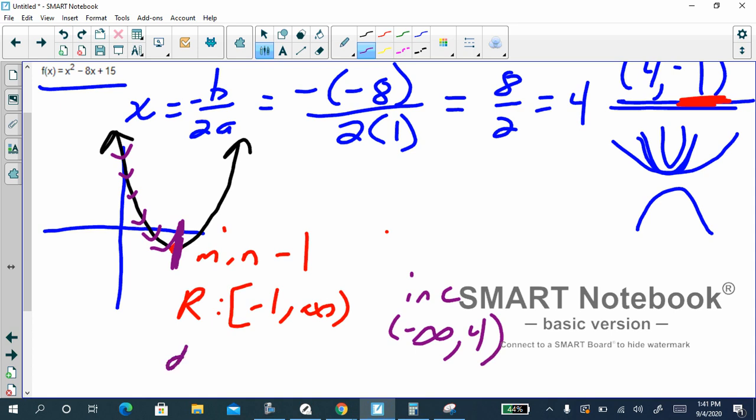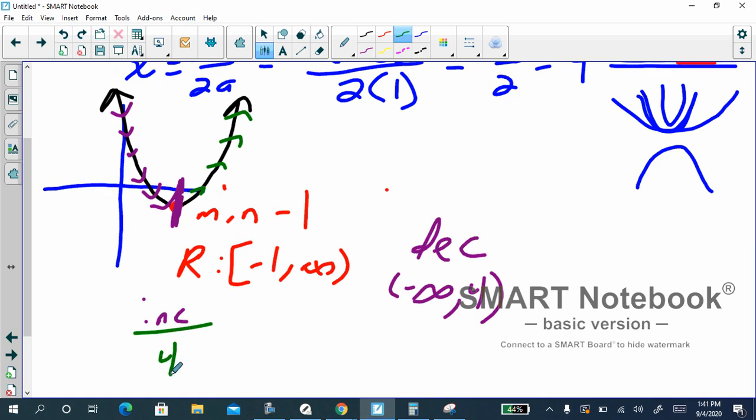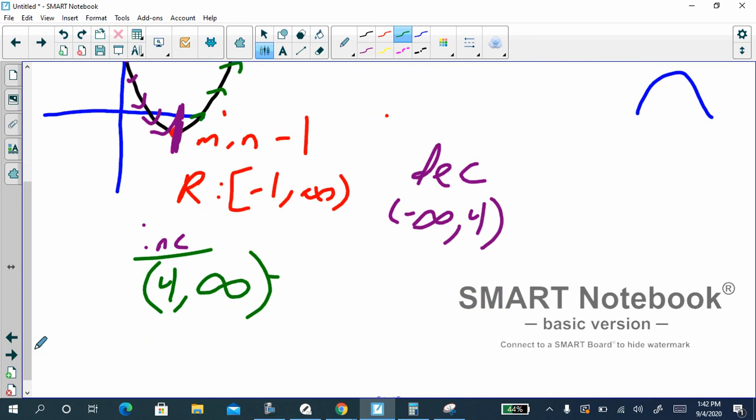I'm sorry, I think I said it correctly, but I wrote it wrong. We're decreasing from negative infinity to 4. The next section of the graph is going up, so the next section is increasing. Starting at an x value of 4, we're going up, and no matter how far to the right we go, our graph is still going to be going up. So we're increasing from 4 to infinity. Decreasing to begin with, and then increasing after that.